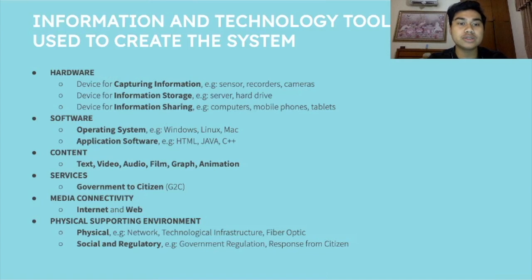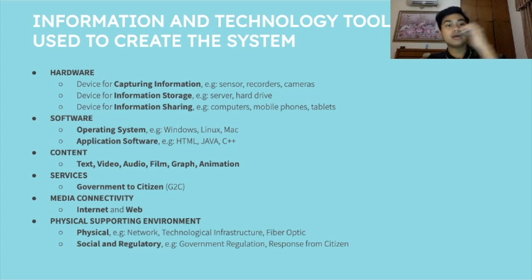Okay, the second content is the information and technology tools used to create the system. Many organizations use many hardware and software, divided into three: the first is capturing information, the second is information storage, and the last is information sharing. For capturing information, they use sensors, records, and cameras. For information storage, they use servers and hard drives. For information sharing, they use computers, mobile phones, and tablets.